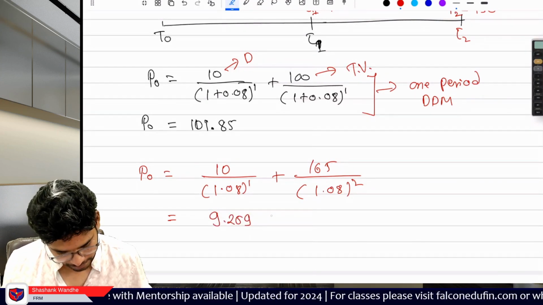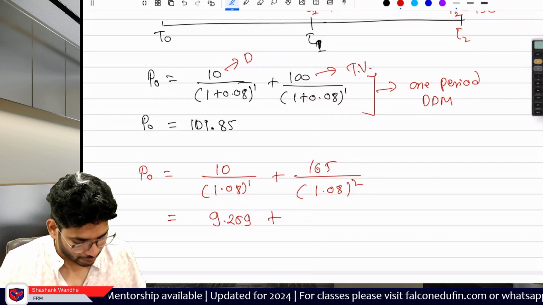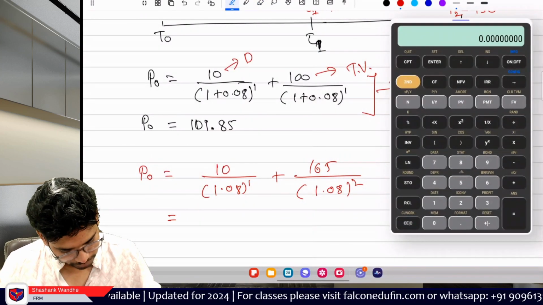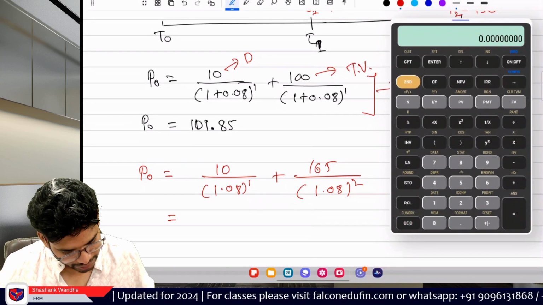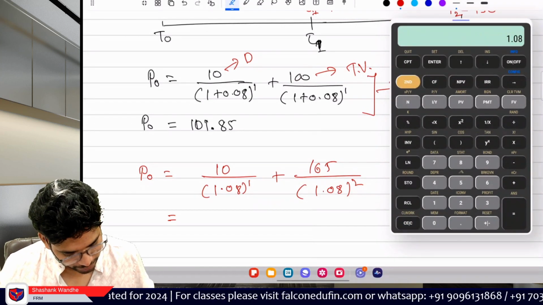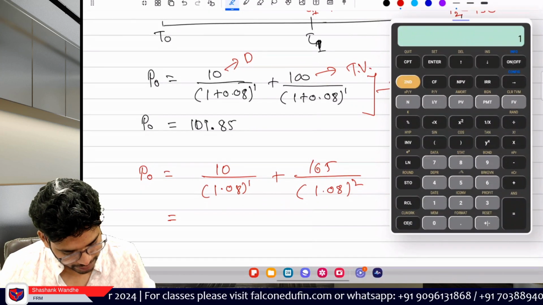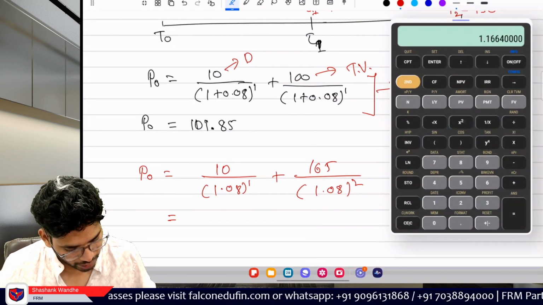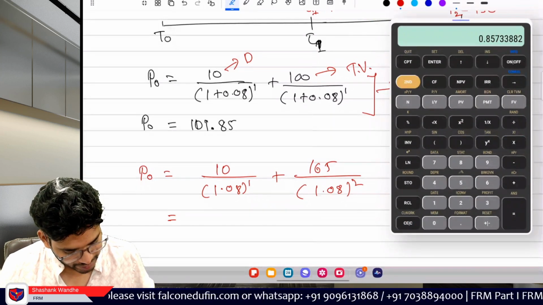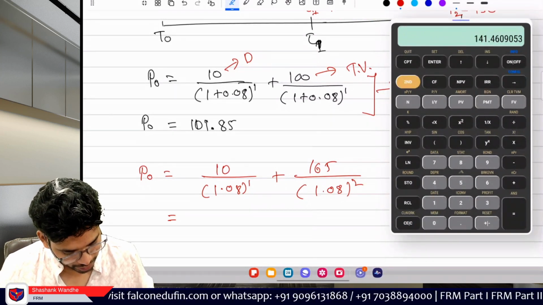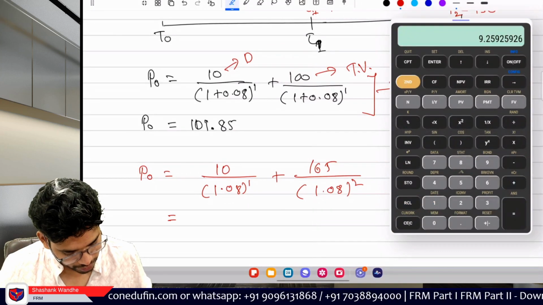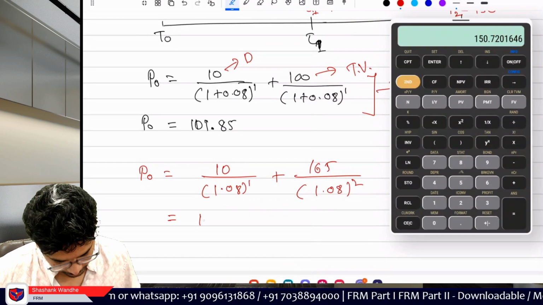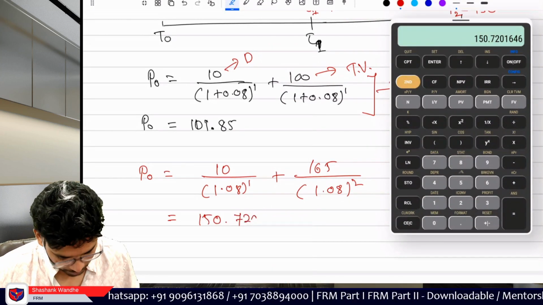9.259 plus, I'll just show you on the calculator. Now this is 10 divided by 1.08, whatever is the answer, store it in the 165, wait a second, 1.08 square, 1 by x, multiplied by 165, whatever is the answer, store it in the 2, recall 1 plus recall 2 is equal to 150.720.